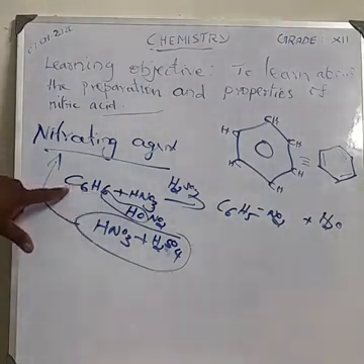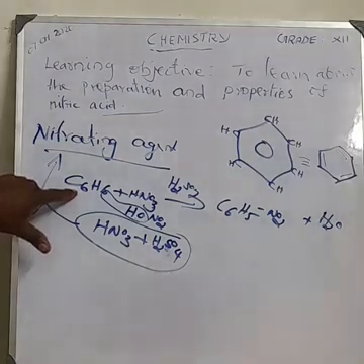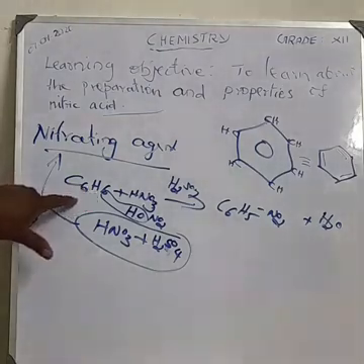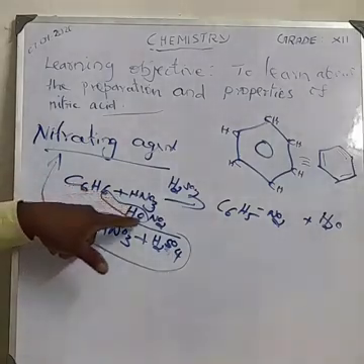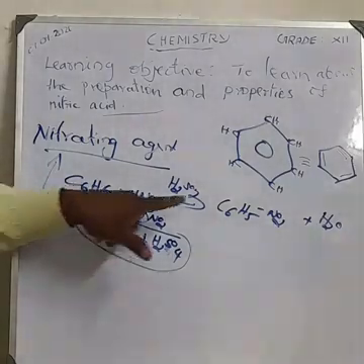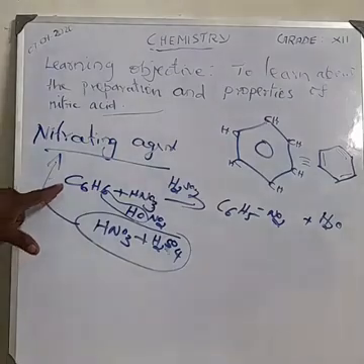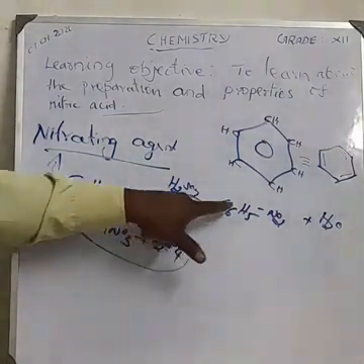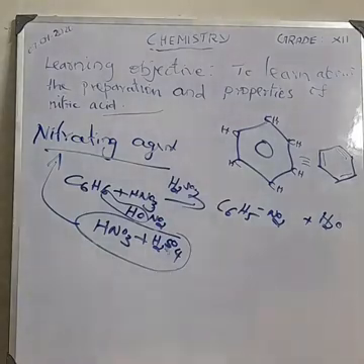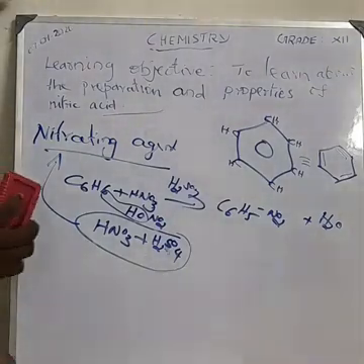The molecular formula of benzene is C6H6. One of the hydrogens combines with OH from nitric acid to form water molecules. What's the remaining product? C6H5NO2. That is called what? Nitrobenzene. This is one of the reactions, and there is one more reaction.